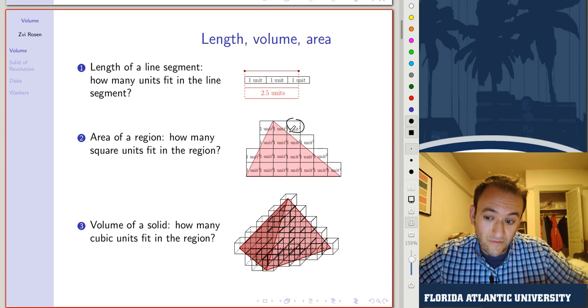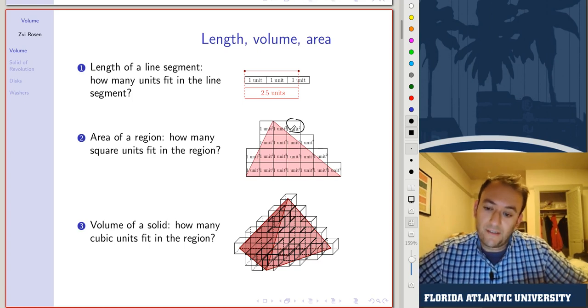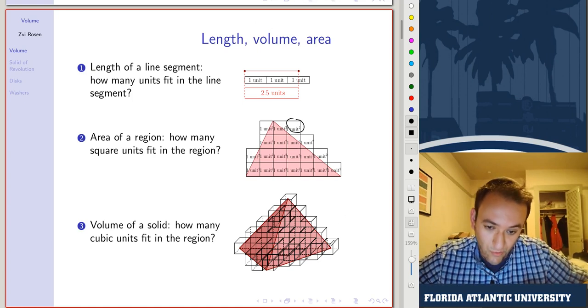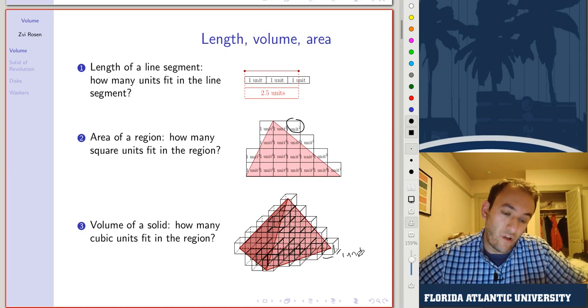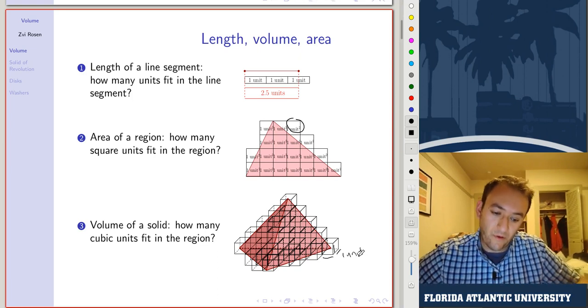Okay, and similar to all of that, when we are looking to compute the volume of a solid, where a solid is kind of like a region but in 3 dimensions, the question of volume there is also how many cubic units fit in the region. And the cube here has all of its 3 side lengths 1 unit each. Okay, and that computation gives us a sense for what volume will be. And so that's what we're talking about when we talk about volume.